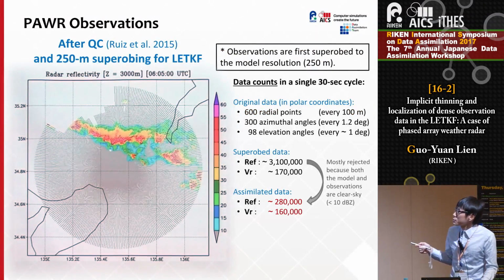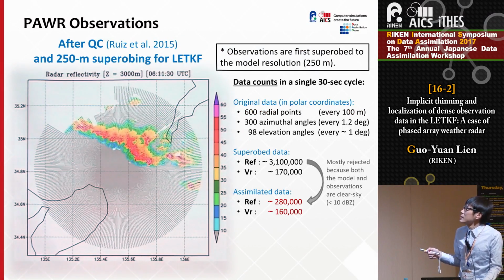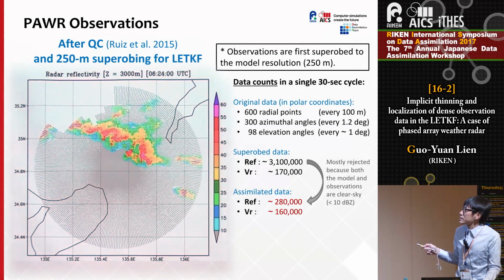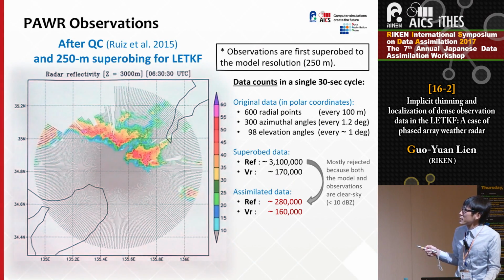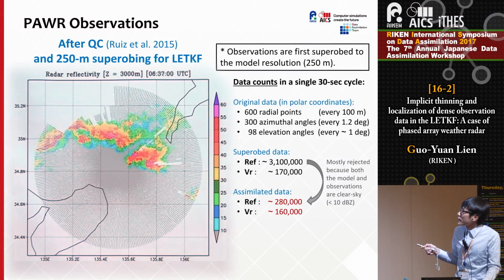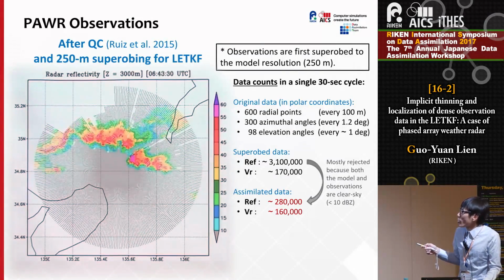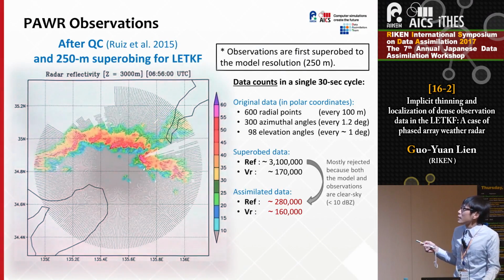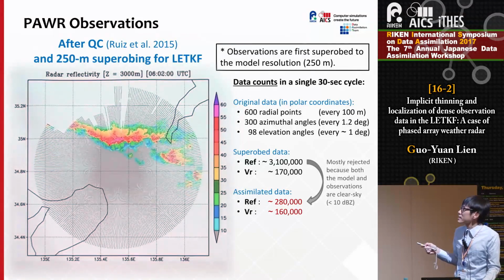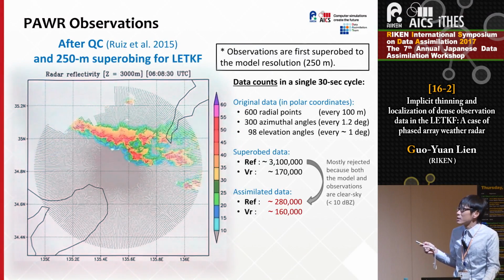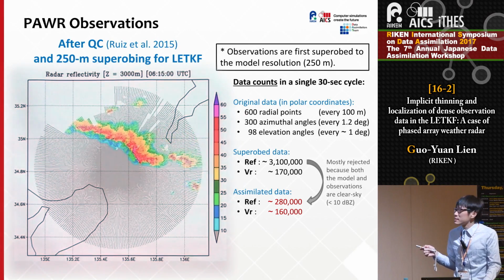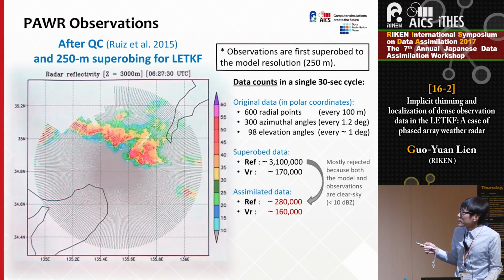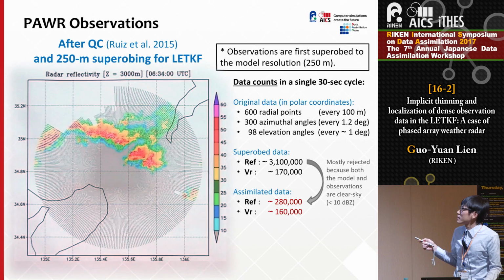So let's look at how dense our observation data are. The original data is in polar coordinates with 600 radial points, 300 azimuthal angles, and 98 elevation angles. We first perform superobbing of this data to the 250-meter mesh, which is the model resolution. This is mainly to deal with representativeness errors. We superob for all of the experiments.